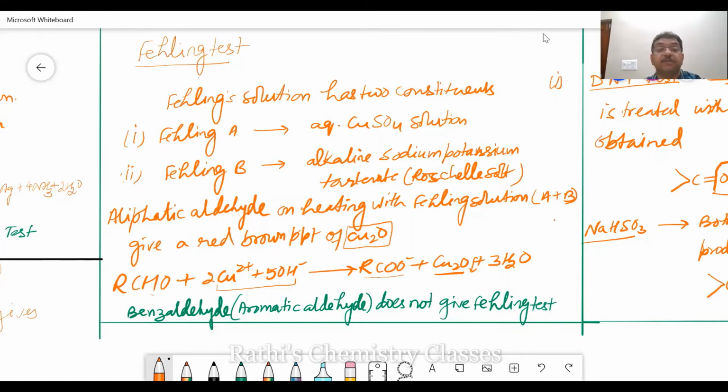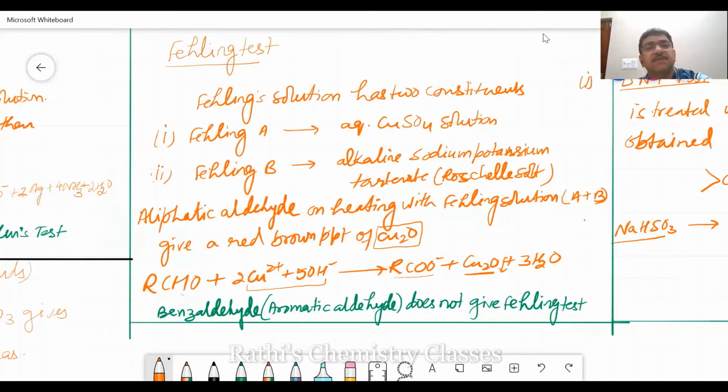One important point about this: benzaldehyde or any other aromatic aldehyde does not give the Fehling solution test, because when we use benzaldehyde with Fehling solution, benzaldehyde undergoes the Cannizzaro reaction due to the alkaline medium. That's why benzaldehyde does not give the Fehling test. This is one of the important points.